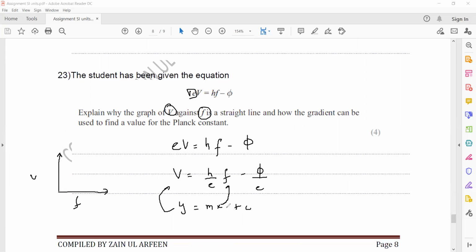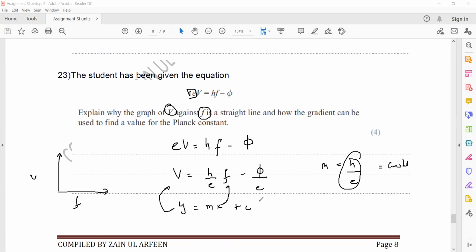So what is my gradient? The gradient is Planck constant divided by charge of electrons. So both are constant. Whenever you divide two constants, you will get a constant answer. And whenever a gradient is constant, it will be a straight line.